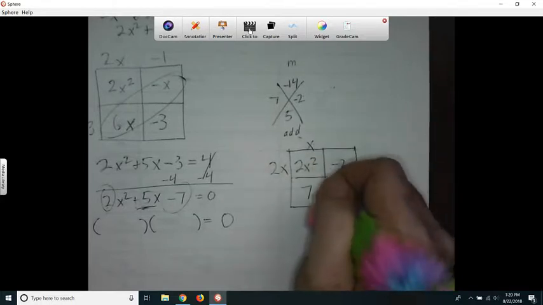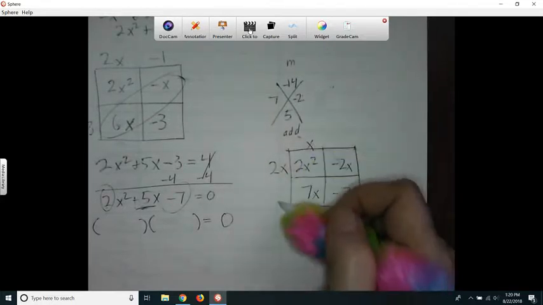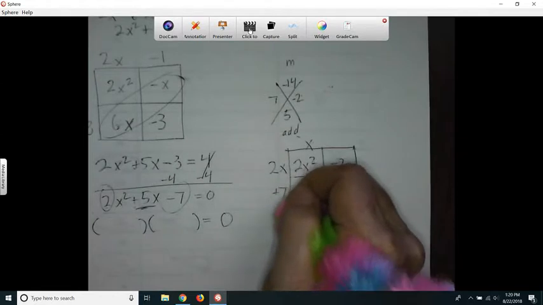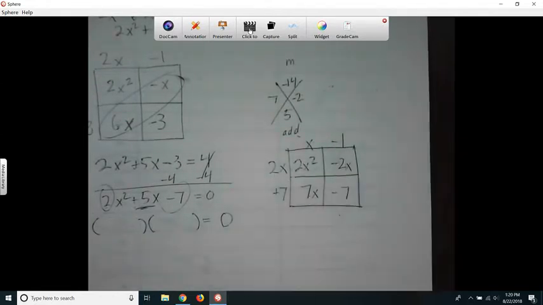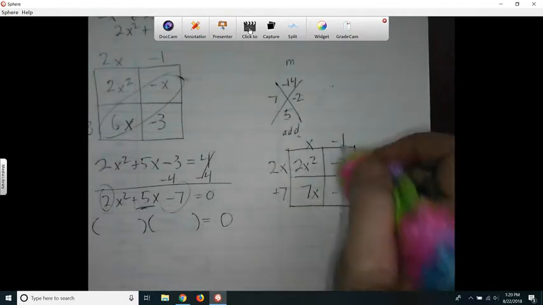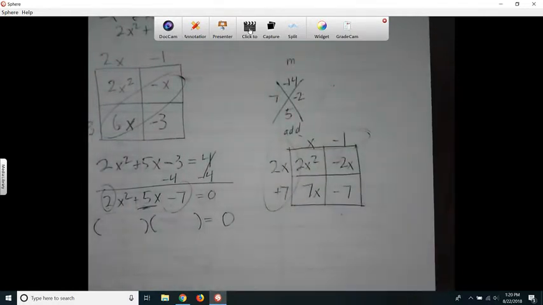And now I have that this times this equals this. Oh, sorry, I didn't put my x's on there. And then x times something is 7. It's going to be x times 7. 2 times negative this times this makes this. This times this makes this. So now I have, these are my factors.